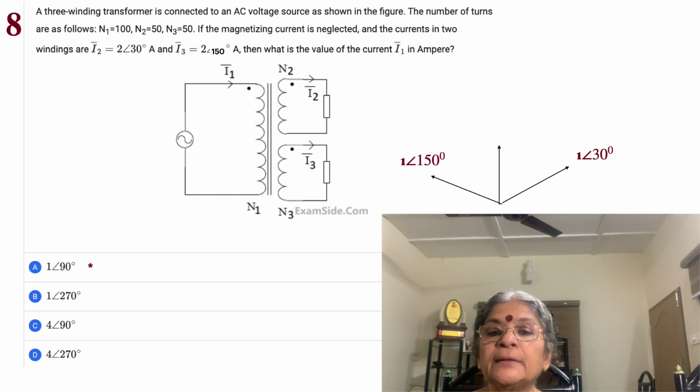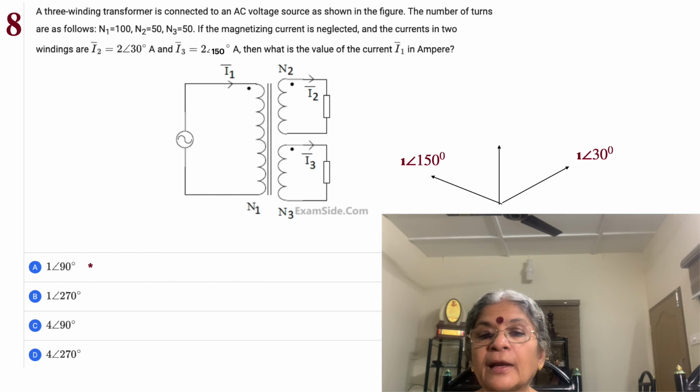The magnetizing current is neglected, and the currents in the two windings are I2 equal to 2 angle 30 degrees and I3 equal to 2 angle 150 degrees. So there are two currents, and what is the value of current I1 in amperes? What do we have here? We have larger currents in the secondary because the winding turns ratio is 2, so in the primary it's going to be half.